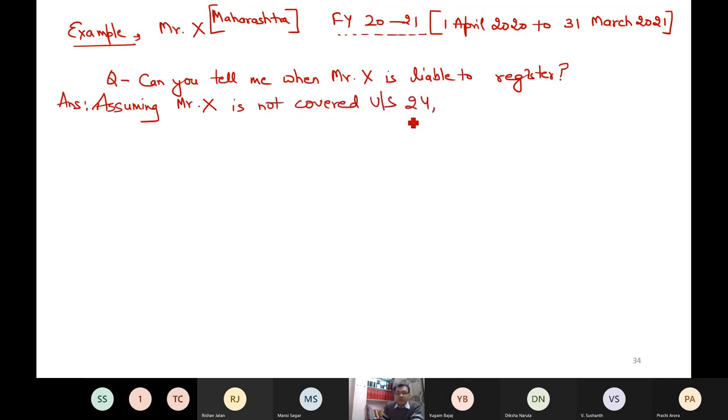Because if Mr. X is covered under 24 and without those exemptions, then Mr. X is liable to pay the tax on the very first day, because that person has to take compulsory registration. There are so many people who have to take compulsory registration. I hope the point is clear. Assuming Mr. X is not covered under section 24 and its exceptions. Simple point. 24 deals with what? Compulsory registration.